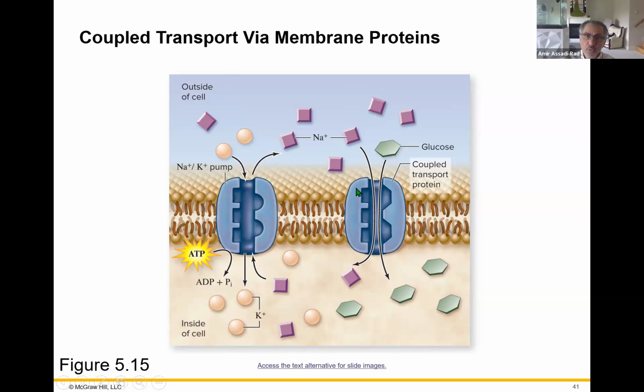And then quiz question or exam question: does a symporter need ATP? Answer is no. ATP is needed here for the pump, but for a symporter, no ATP is needed.